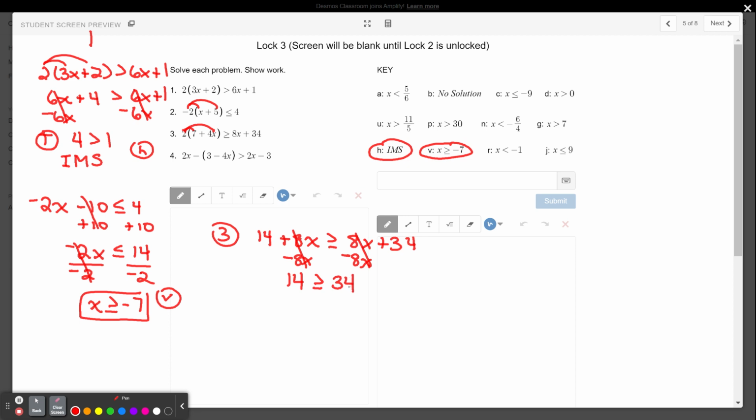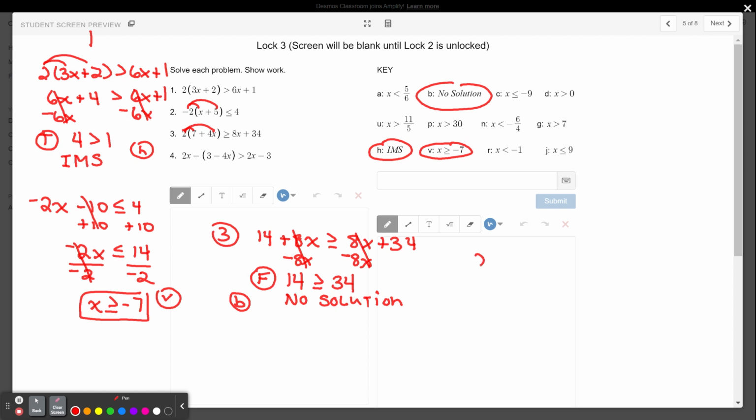This says 14 is greater than or equal to 34. You have to say, is 14 bigger than 34? No, it's not. It's actually smaller. So that's a false statement, which leads you to the answer of no solution. So that's going to be our letter B.